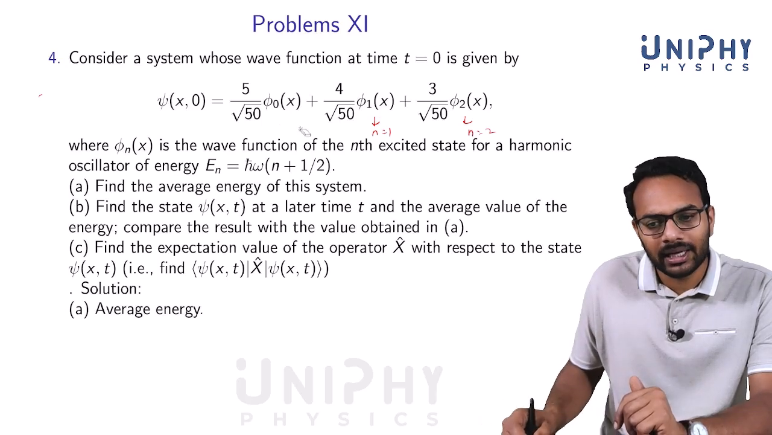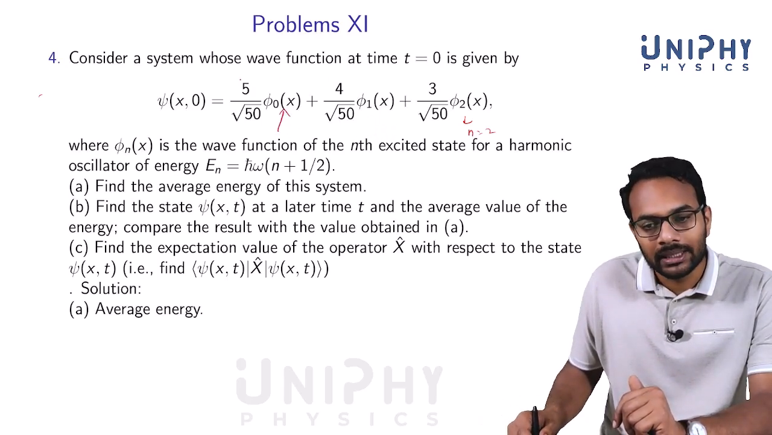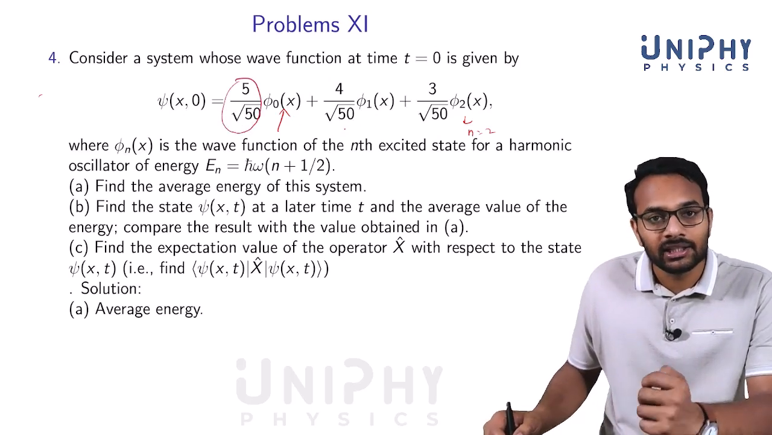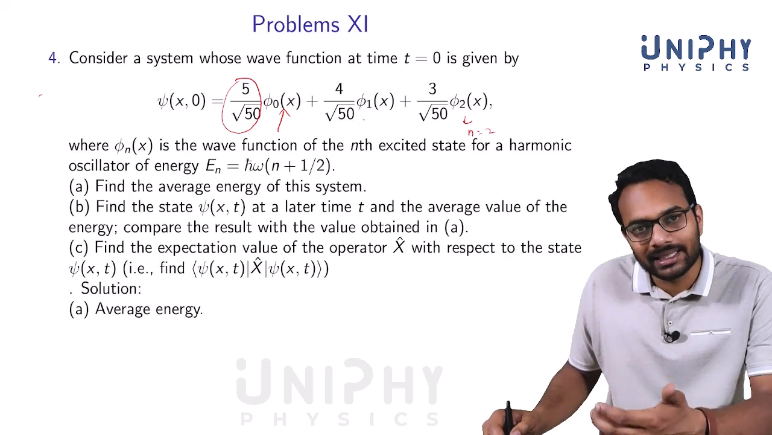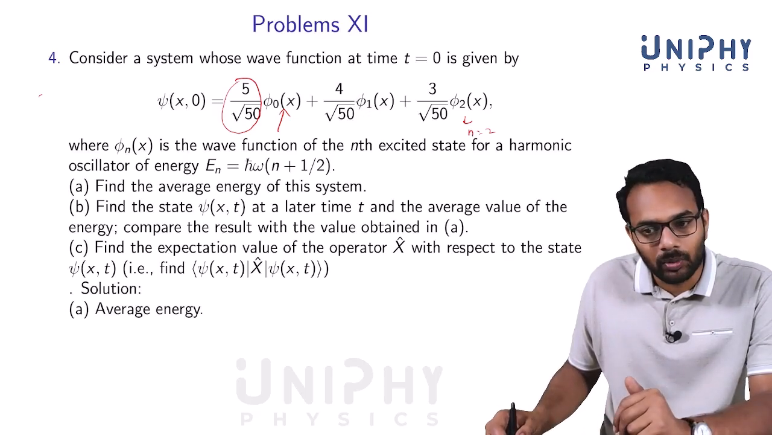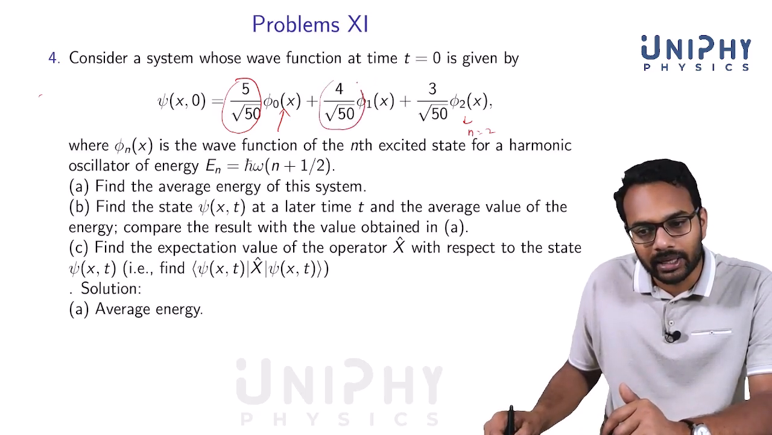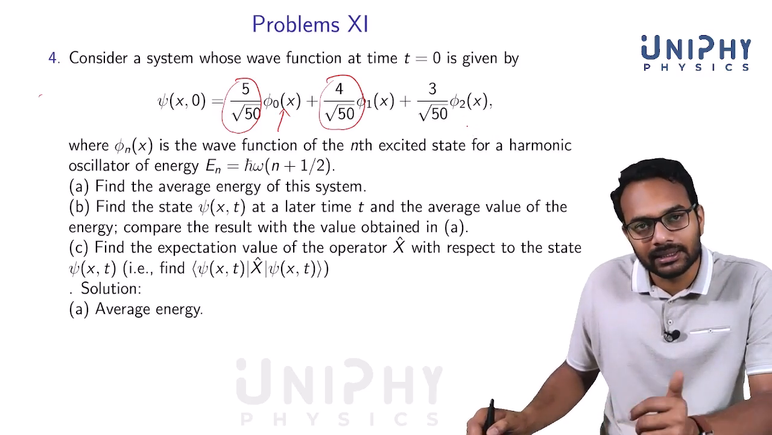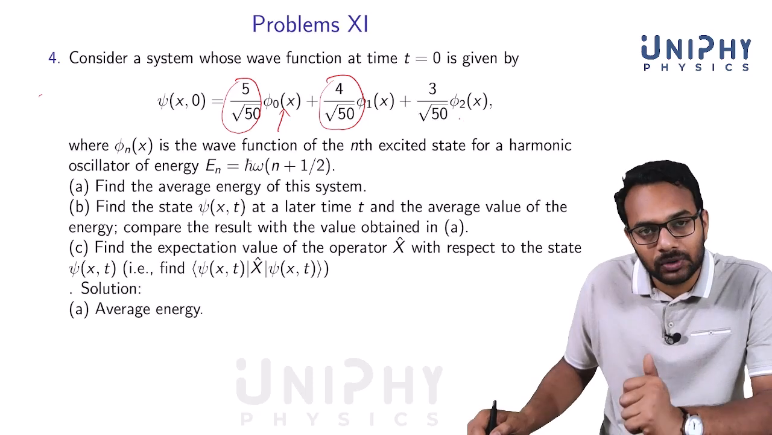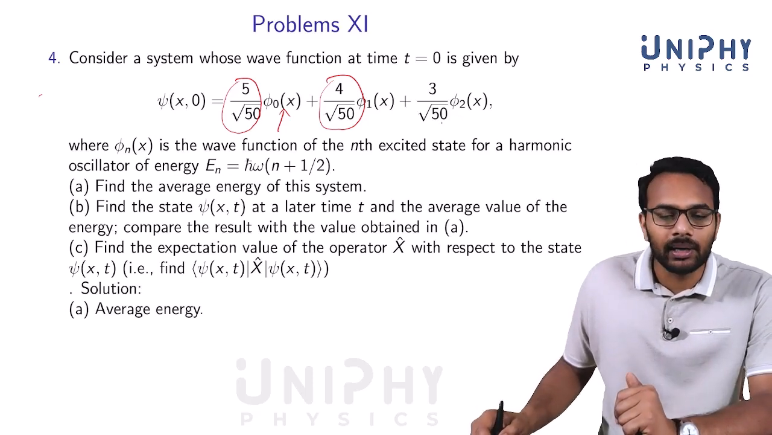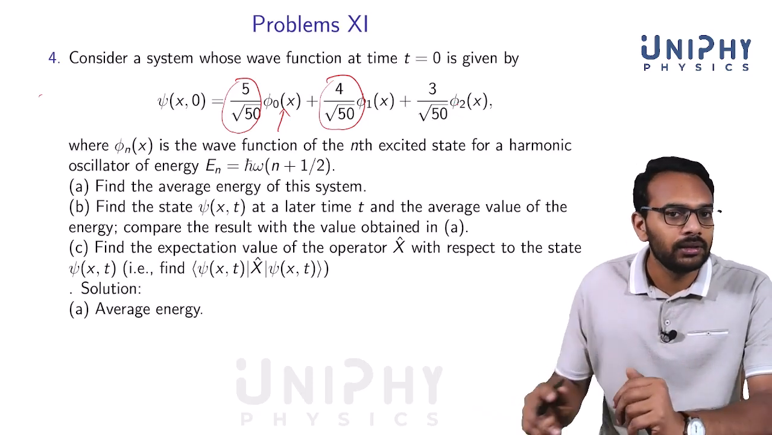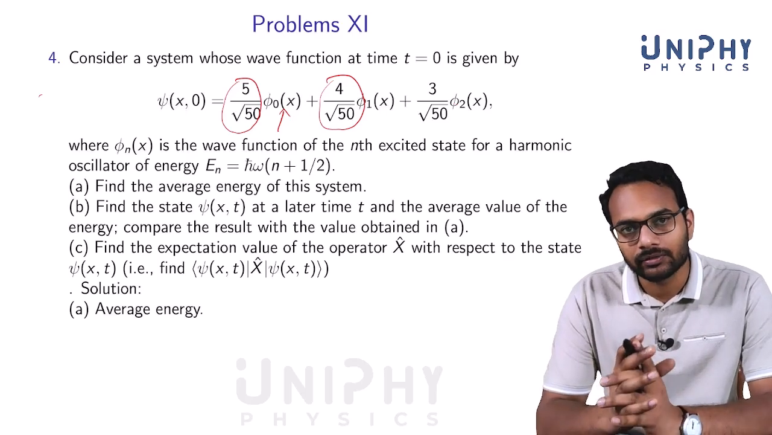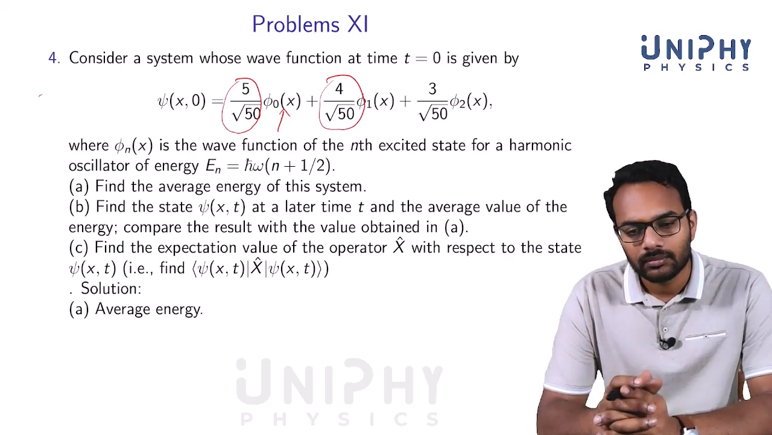The probability to find the energy corresponding to n equal to 0 is the modulus square of 5 by square root 50. Similarly, the probability for measuring the energy corresponding to n equal to 1, or E1, is simply 16 by 50. Similarly, if you make an energy measurement, the probability that you will get an energy E2 will be 9 by 50. This was one of the things that we saw in the postulates of quantum mechanics. That's how we do that.